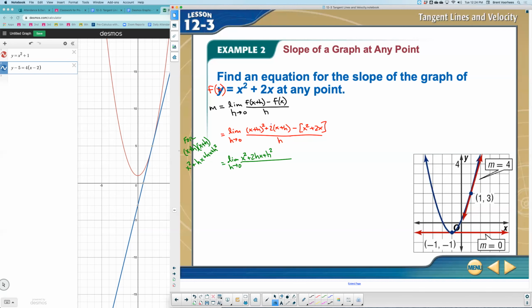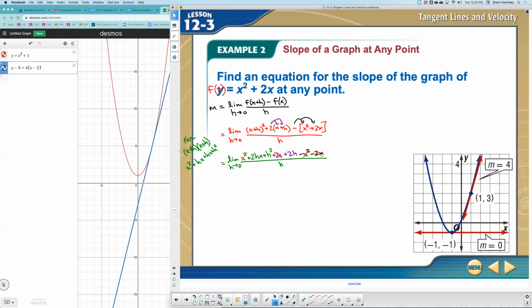And now I'll distribute this. Let me switch colors so you can see I'm now distributing this: plus 2x plus 2h. And then finally at the end, I will need to distribute the negative through: minus x squared minus 2x. Now all of this will be over h. So now if I go to simplify, I can say, okay, I see I have a positive x squared and a negative x squared. Those will simplify together. I have a positive 2x and a negative 2x.